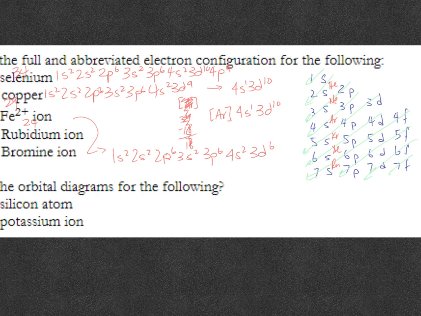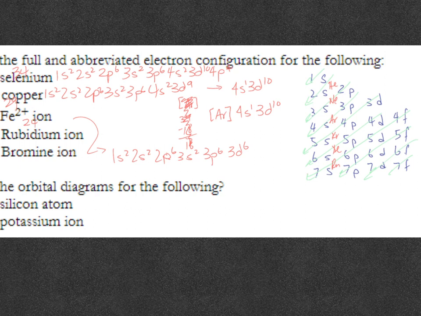When you are forming ions where you're removing electrons, you remove electrons from the highest occupied energy level first. So the 4s electrons get removed when you are forming the Fe2+. So it becomes 3s2, 3p6, 3d6. So you have to remember you remove the highest occupied energy level electrons first.